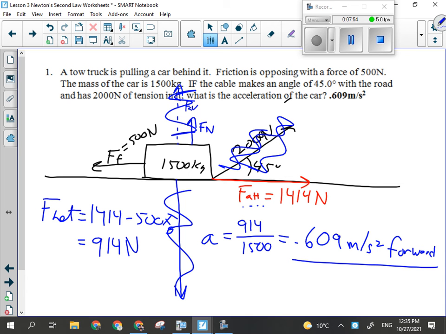Okay, there's vectors to consider. We didn't need any numbers for any of these vertical ones, but it's still important for us to recognize they're there. They just cancel each other out because the car's not moving vertically. The car is only moving horizontally, which means only the horizontal forces are really playing a part. That's it.